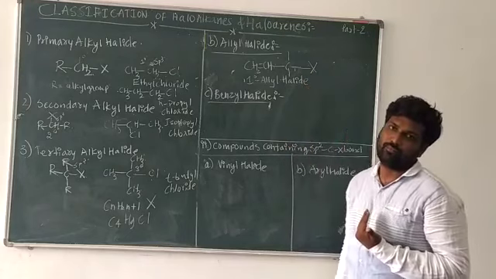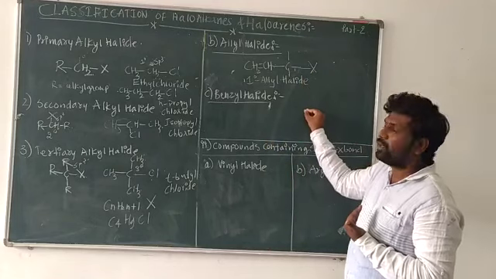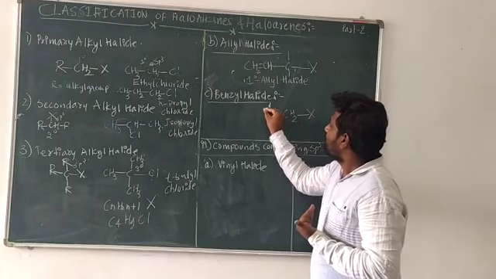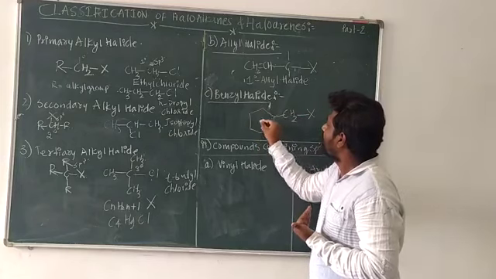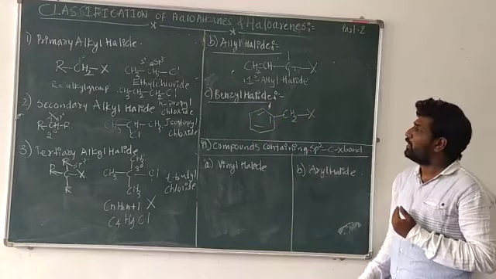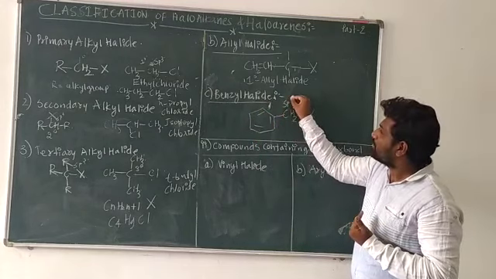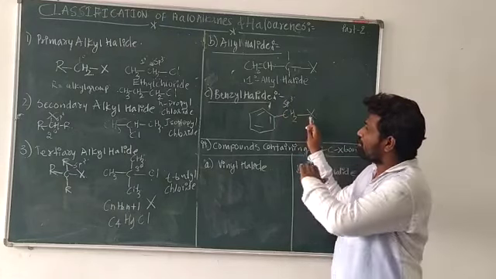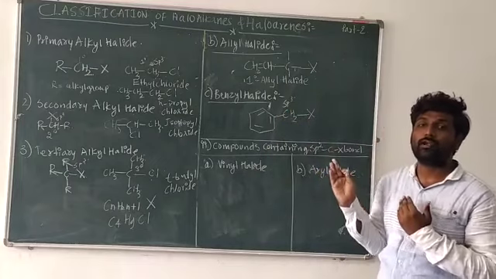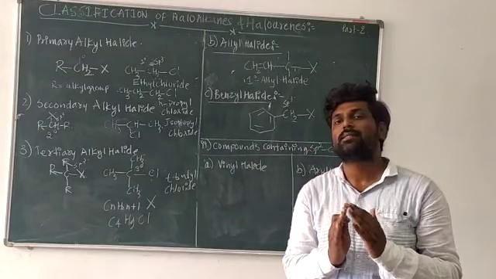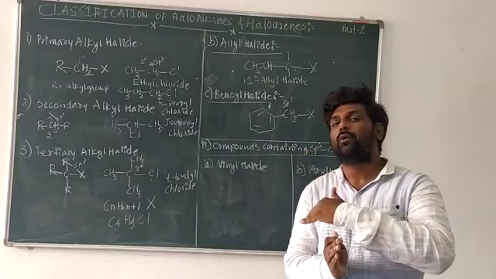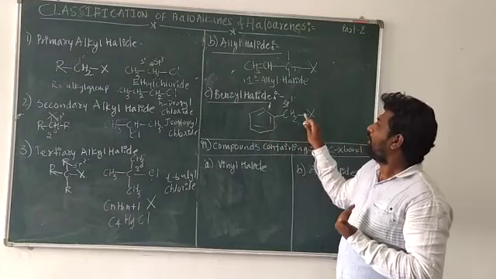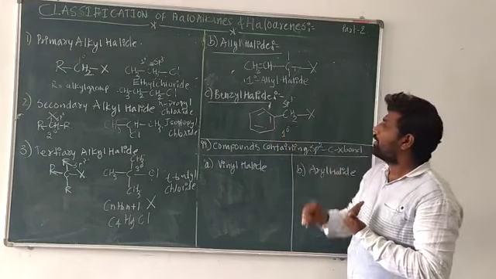Next is benzyl halide. Benzyl halides are the type of haloalkanes where the halogen is bonded to the sp3 hybridized carbon atom which is next to the benzene ring. Look at here. The halogen is bonded to the sp3 hybridized carbon atom, which is singly bonded. And this singly bonded carbon atom is next to the benzene ring. So therefore, it is a benzyl halide. Benzyl halides are the compounds in which the halogen is bonded to the sp3 hybridized carbon next to the benzene ring. This is a primary benzylic halide.